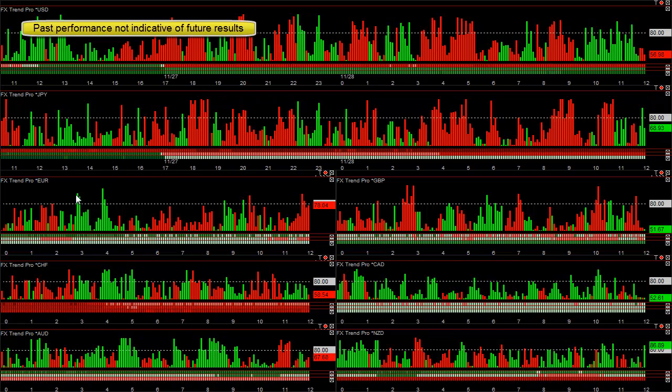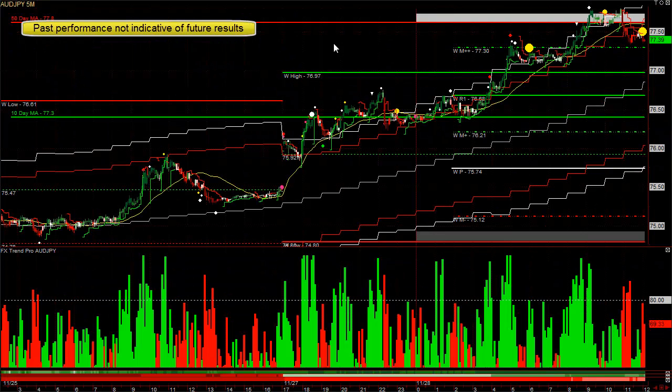The euro is pretty much strong on all time frames until about 6. The Swiss is strong, but all the time frames are down. The Australian is strong. The weekly trend shifted up. The daily trend strong. So the Australian yen is a very high probability one to be buying. So let's bring up the Australian yen.